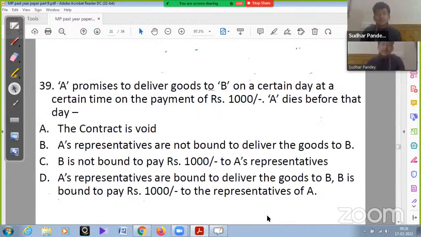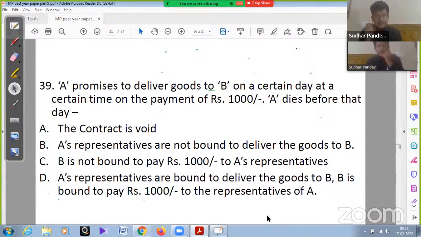A promises to deliver goods to B on a certain day at a certain time on the payment of rupees 1000. A dies before that date. Here you have to read the nature of the contract. You have to understand the nature of the contract by reading question number 39. A promises to deliver goods to B on a certain day at a certain time on the payment of rupees 1000. A dies before that day.